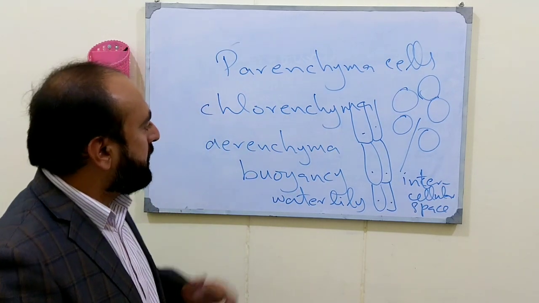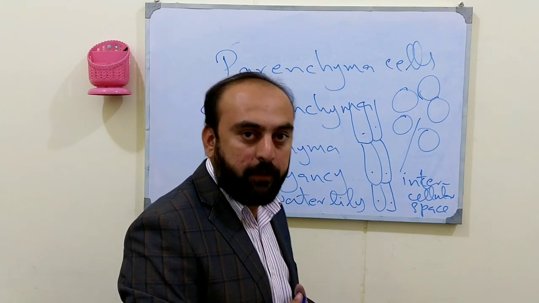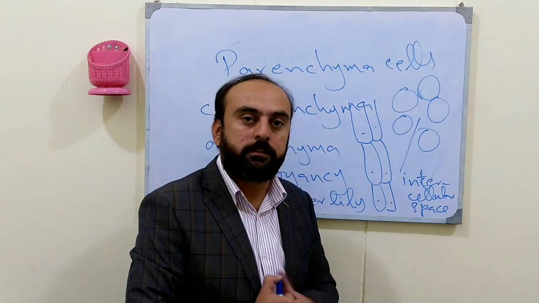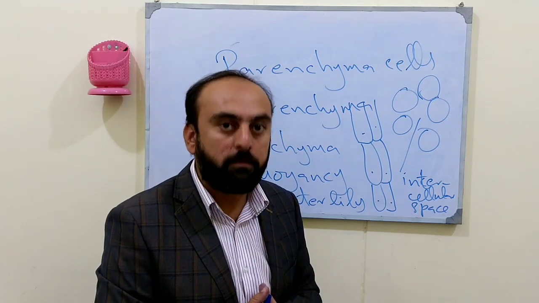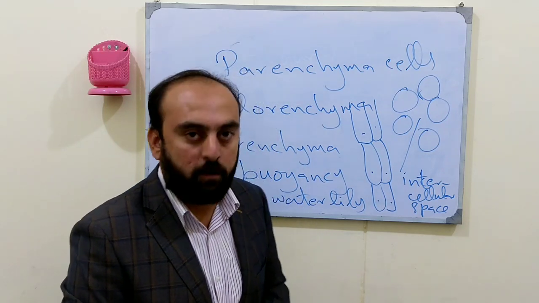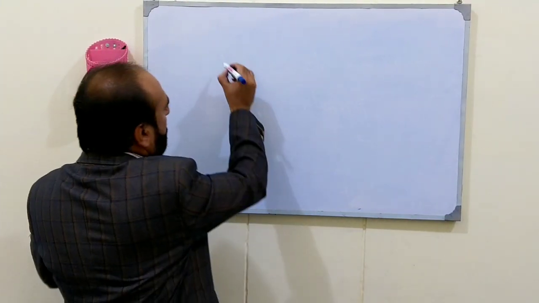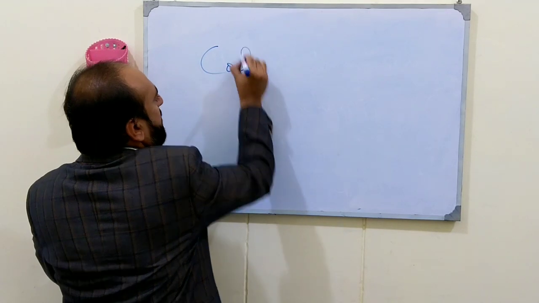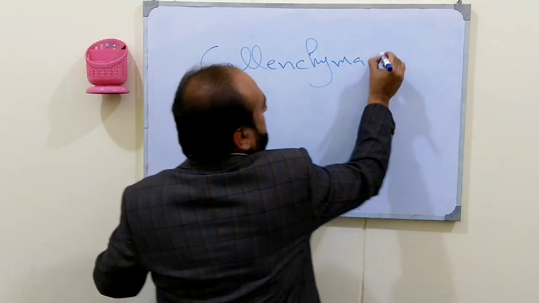Other roles of parenchyma cells are storage of energy, water and nutrients. They make up the bulk of the plants, and they are found in edible parts, and they are also responsible for wound healing in plants. The second type of tissue is collenchyma tissue, which is made up of collenchyma cells.